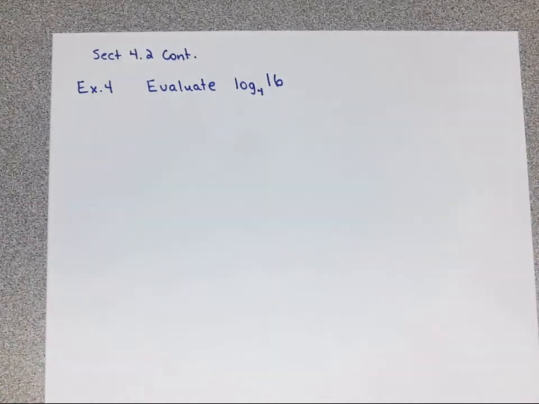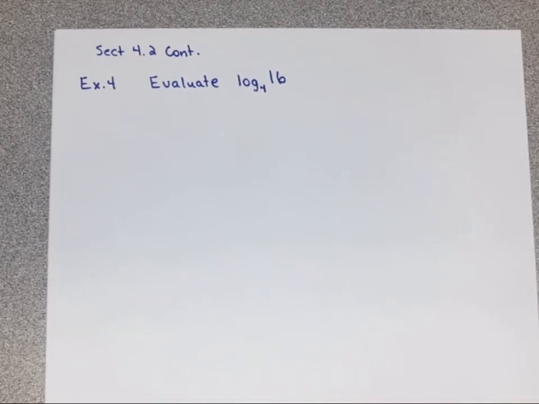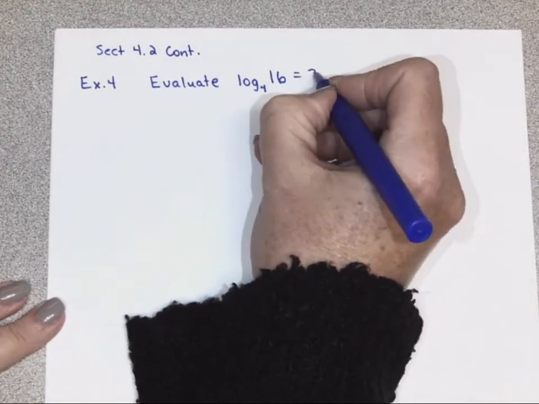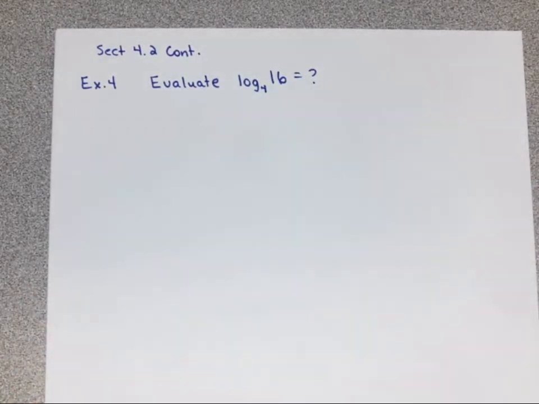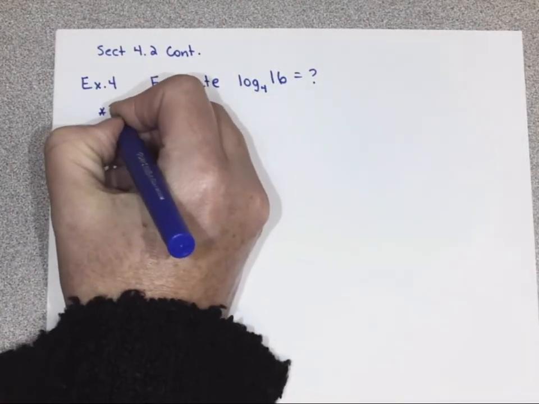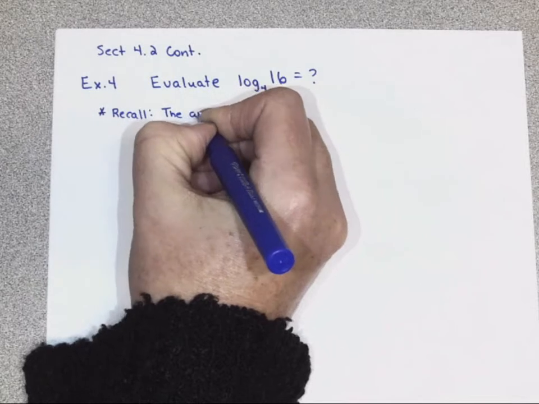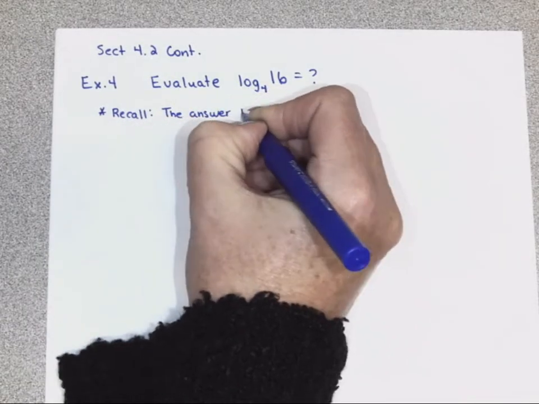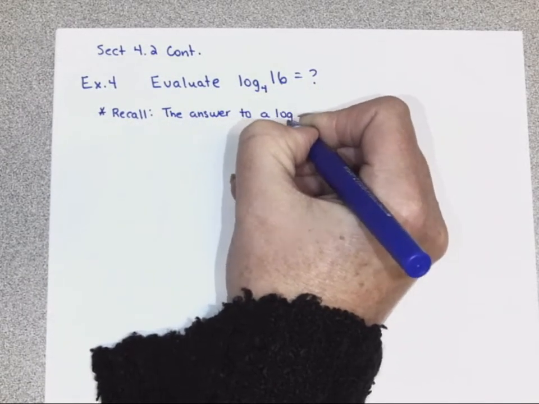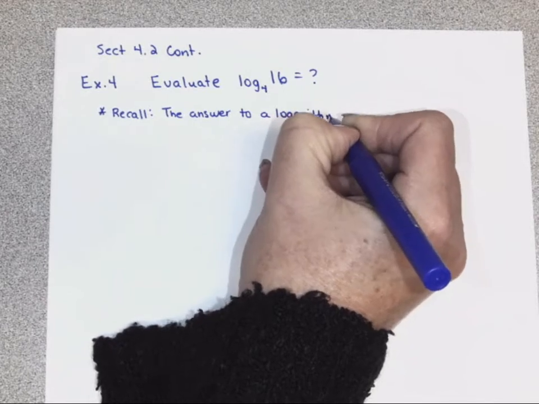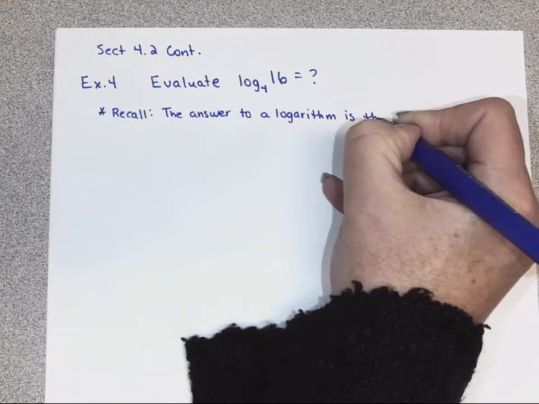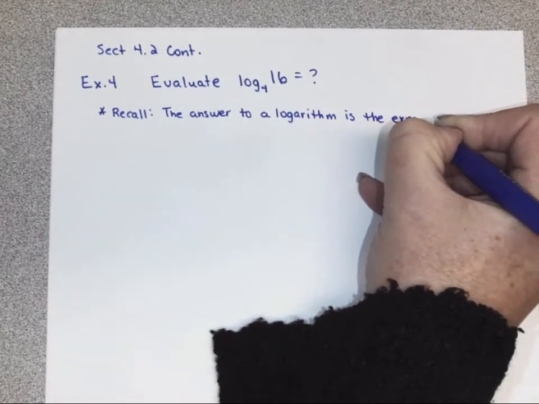So I'm exaggerating the size of the 16 there because I want to really accentuate that you're supposed to be writing the 4 tiny. The log and the 16 are normal size. Okay, so notice that I'm asking you to find the answer here. And what did I say the answer to a logarithm in general always was? So the answer to a log is the what? Yes, the exponent you need.